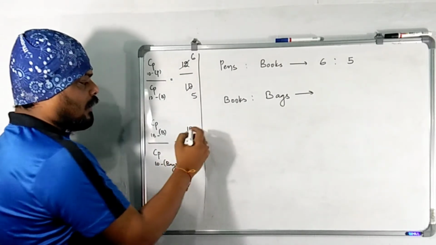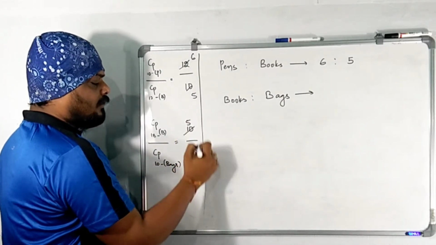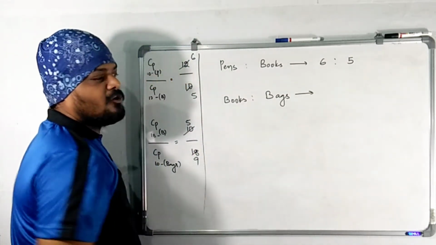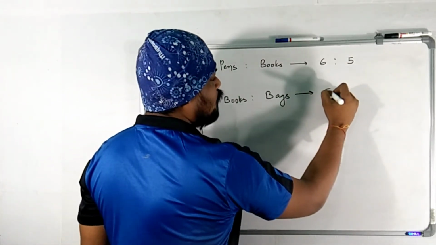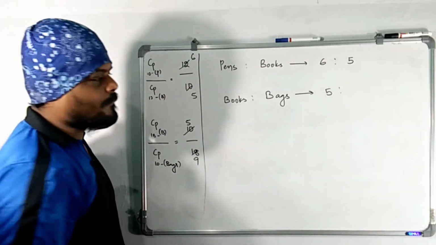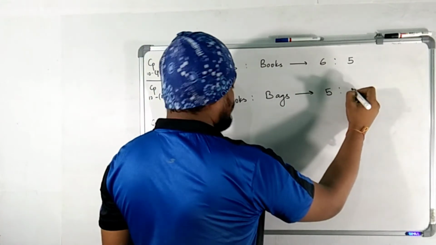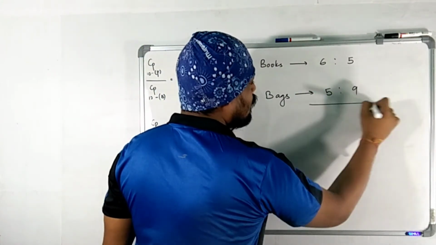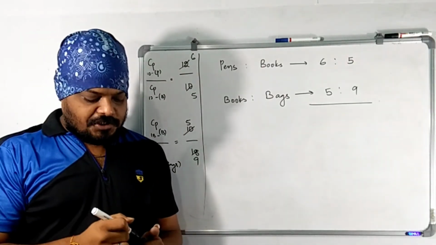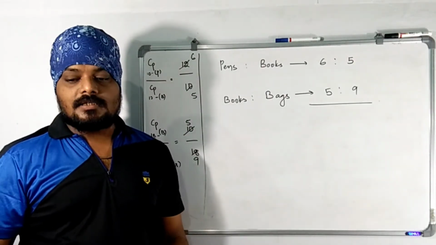Later, if I cancel them, 2 fives and 2 nines, here I am writing the exact cost price of books as 5, and the exact cost price of bag as 9.